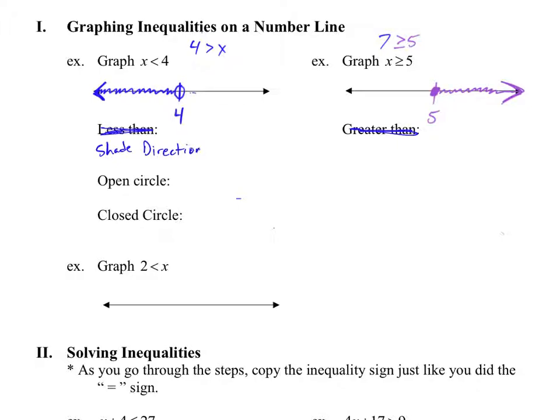You can try to find one of those little tricks that work, so you could change it so the variable's always on the left. But I'm going to say pick a number that fits the inequality. That's what we were doing before up here. We said, okay, 7 is greater than or equal to 5. Then shade that side.